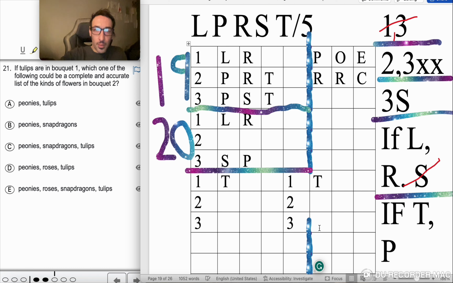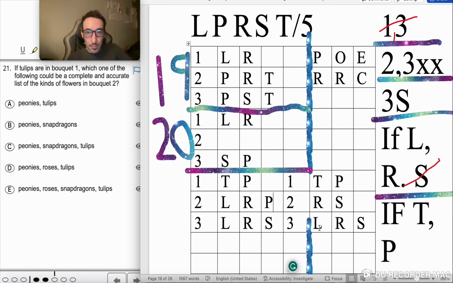And with these two worlds I'm going to create, we're going to have it where the position is available that T is in 1, and accompanying T is going to be P, so T and P is going to be a 1. That puts L, R, S into 3. 2 and 3 need to have the same kind, so we're going to have a letter R in number 2. So right now, at this moment, this is how I have it designed.